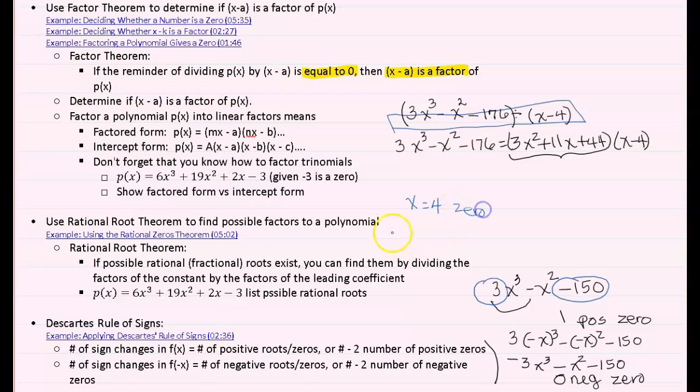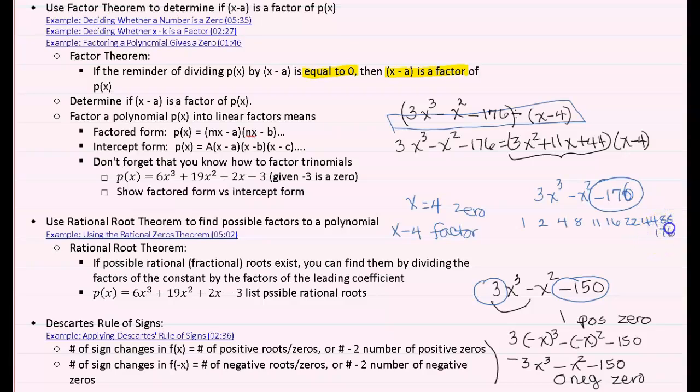Where would we start guessing numbers? What numbers should we guess to see if they are zeros? To give you some possible guesses, the rational root theorem says that you get the factors of your constant, which is 176 in our case, and those factors are 1, 2, 4, 8, 11, 16, 22, 44, 88, and 176.